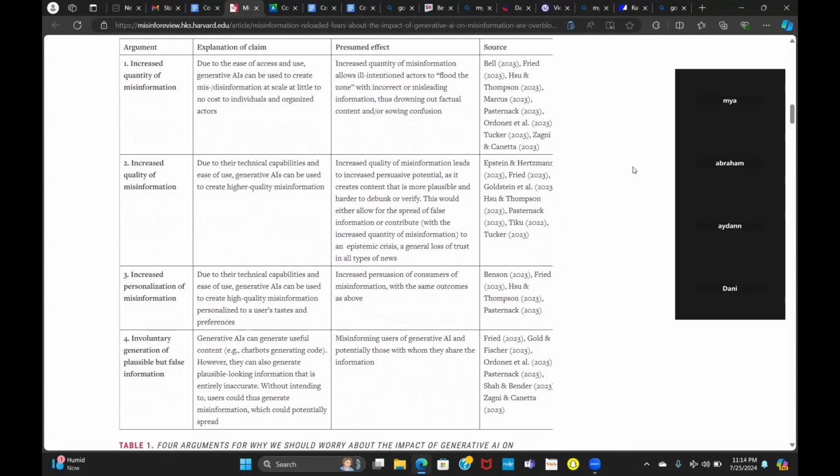Yeah, it really does show the increased quality of misinformation, increased personalization of misinformation, and involuntary generation of plausible but false information. Those are all things that we deal with all the time. And it's good that they have the examples and even the sources there for us to refer back to. I think this is a really good source. It also hits how it affects people personally too.